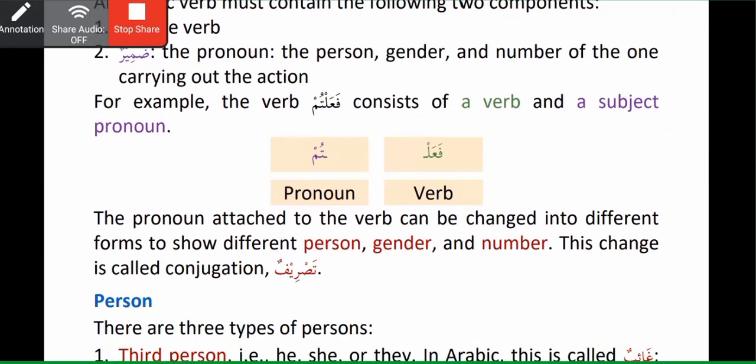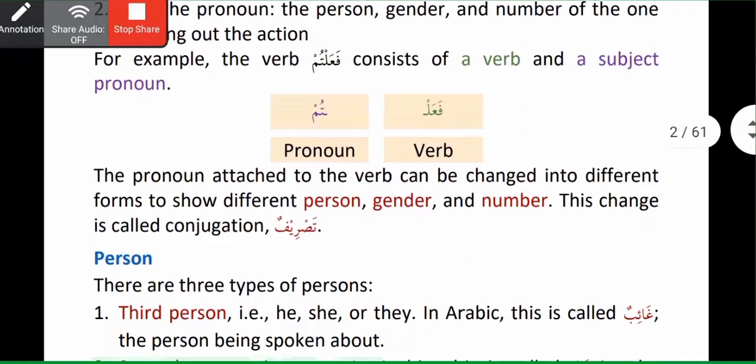For example, the verb fa'altum consists of a verb that is fa'ala and a subject pronoun, which is tum. So all the alamat that we have already studied in our alamat course are actually the fa'il, the doers of the verb, the fa'ilul fi'l. Like when we say fa'altum, so tum is the fa'il, tum, you, right? And when we say, okay, let's move on.